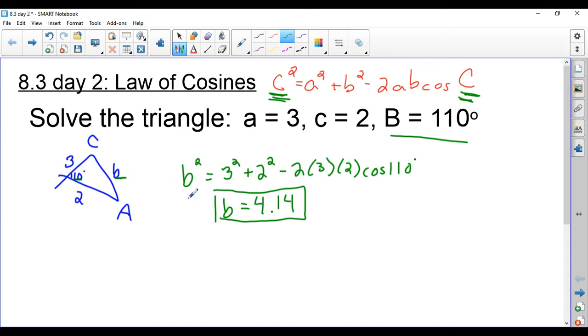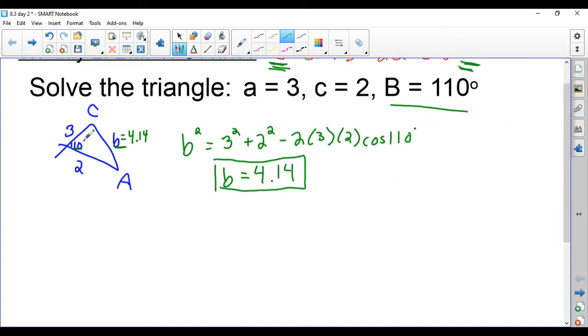Now, once you've found side b is 4.14, you have a choice. You can either find one of the angles using law of cosines, or you can switch to law of sines, as long as you're careful. You can switch to law of sines to find an angle after you found a side, as long as you know that that angle cannot be obtuse. In this case, since we have one angle that's 110 degrees, neither of these other angles can be obtuse, so law of sines is not an issue. We would have to check and make sure that it could not be obtuse, and I'll show you in the next problem how we would know that as well.